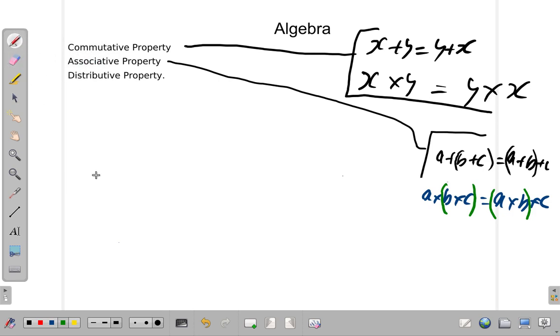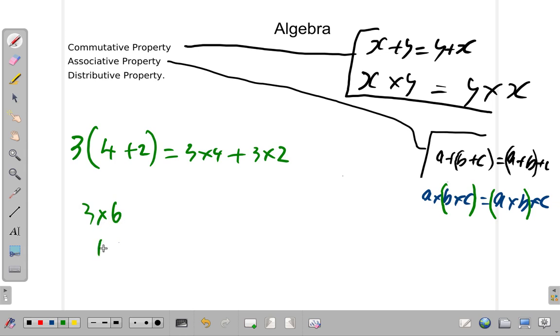The distributive property is something like this. You have 3 times (4 plus 2), which is the same as 3 by 4 plus 3 by 2. Because if you say 4 plus 2, that's 6. 3 times 6 is 18. You see that? On the right-hand side, 3 by 4 is 12 plus 3 by 2 is 6. 12 plus 6 is 18. You can try it with different numbers, it will always work.